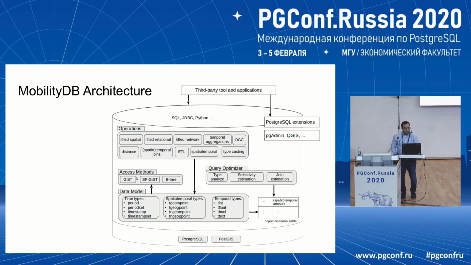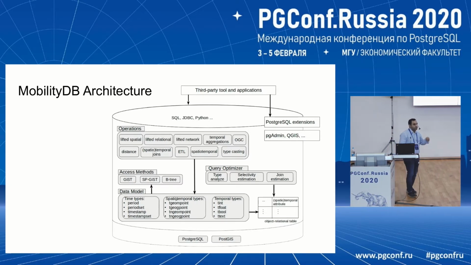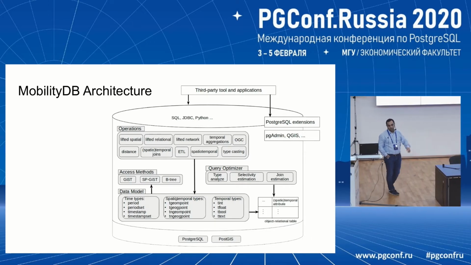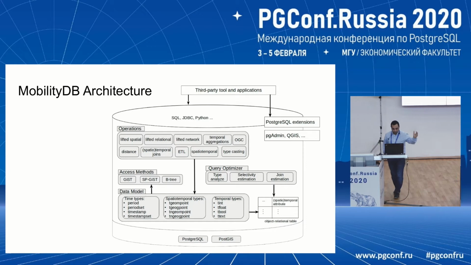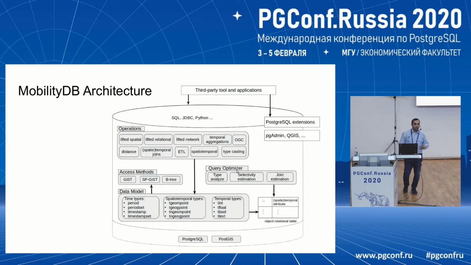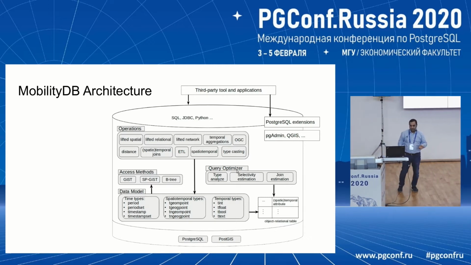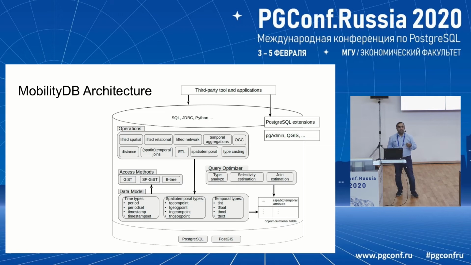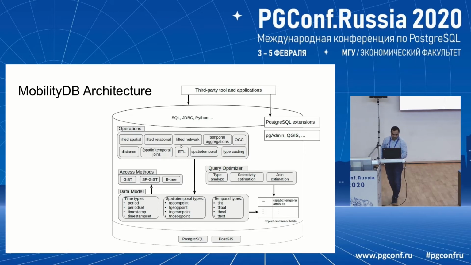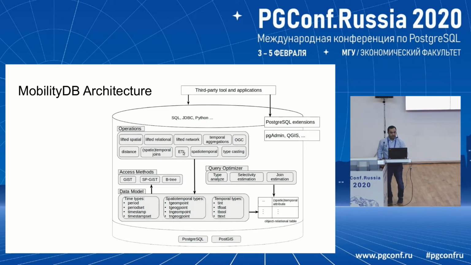And there are also access methods, an extension of GiST and an extension of SP-GiST to support queries on large tables. The query optimizer is also extended by functions to analyze these temporal types and to estimate the selectivity of the predicates on them. And a big set of operations.